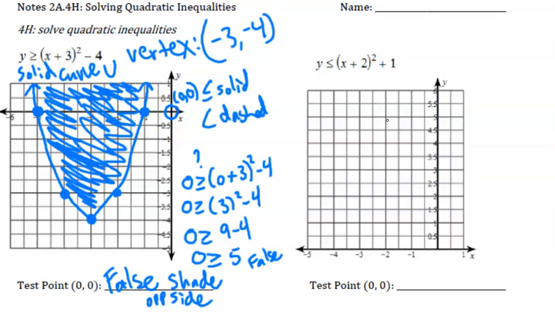Okay, let's do the next one. y is less than or equal to (x + 2) squared plus 1. So we're going to find our vertex first. And it's (-2, 1). So we plot that point. And then it's opening upwards, so it's going to be facing up.